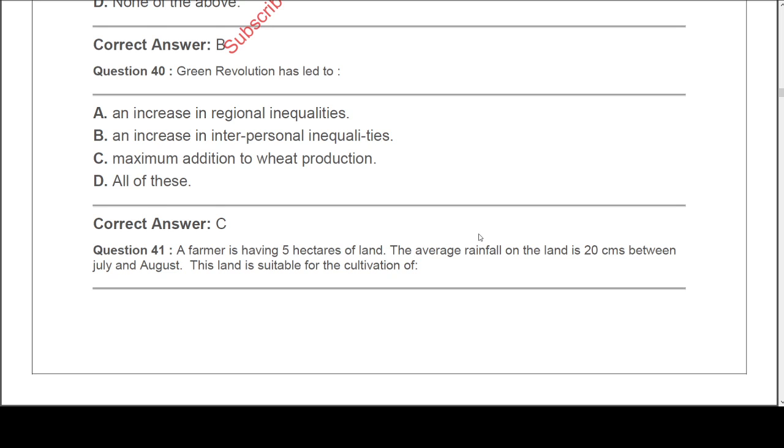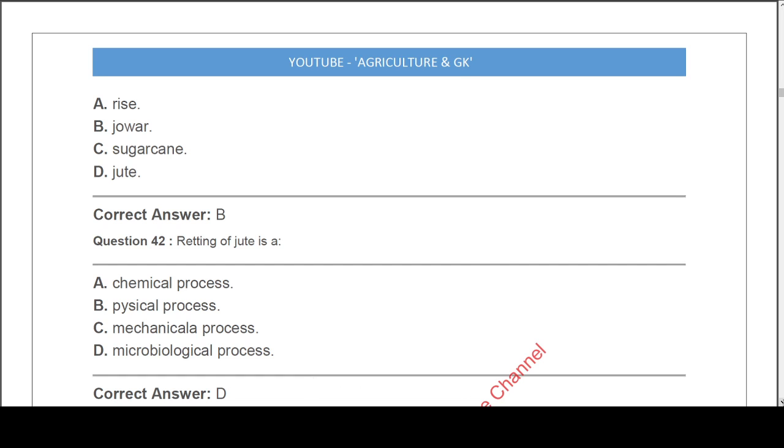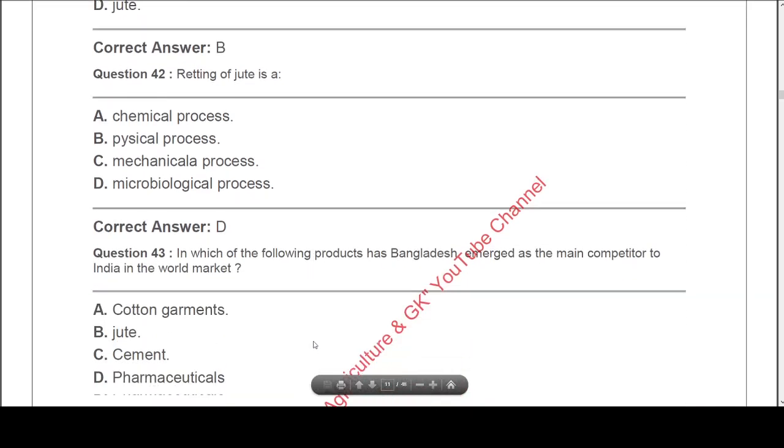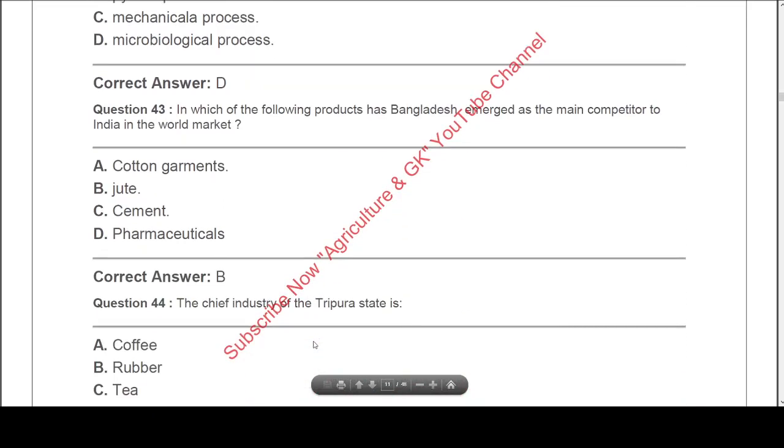A farmer is having 5 hectares of land. The average rainfall on the land is 20 centimeters between July and August. The land is suitable for cultivation of option B, jowar, because the rainfall is very less. Retting of jute is a microbiological process, that is option D. In which product has Bangladesh emerged as the main competitor to India in the world market? It is option B, jute.